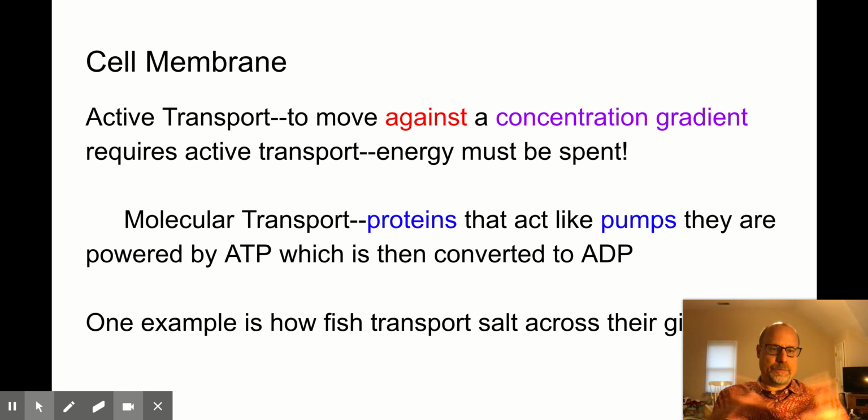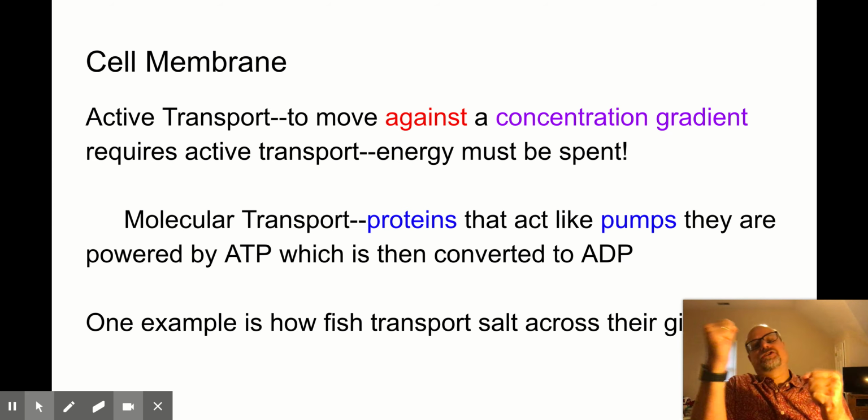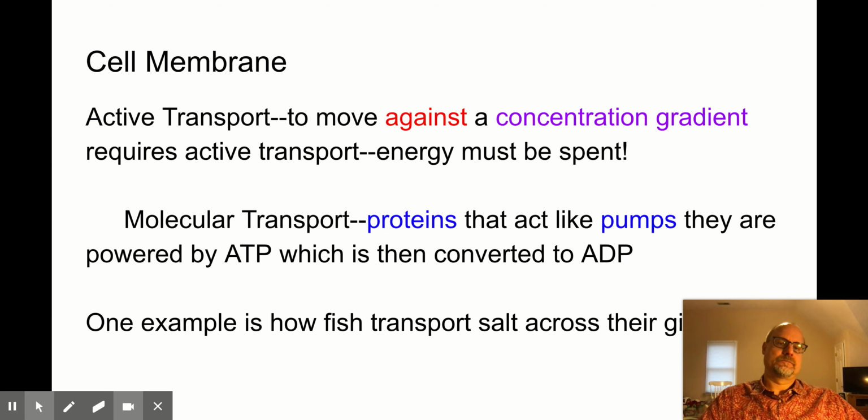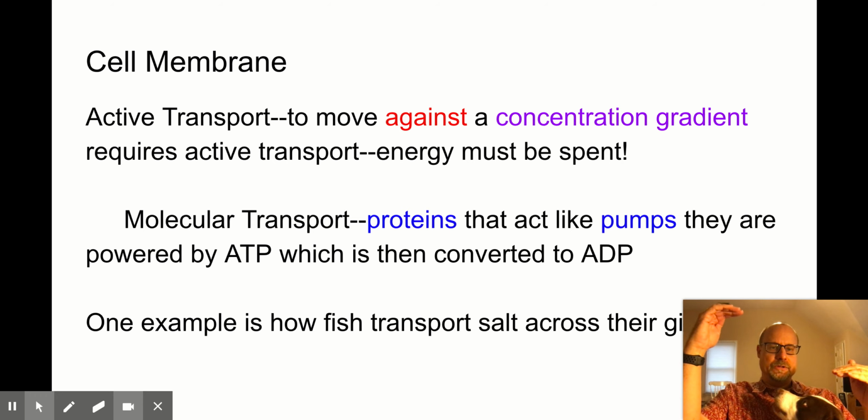Active transport, passive transport, no energy. Active transport, energy must be used. Passive transport, you start out with a.